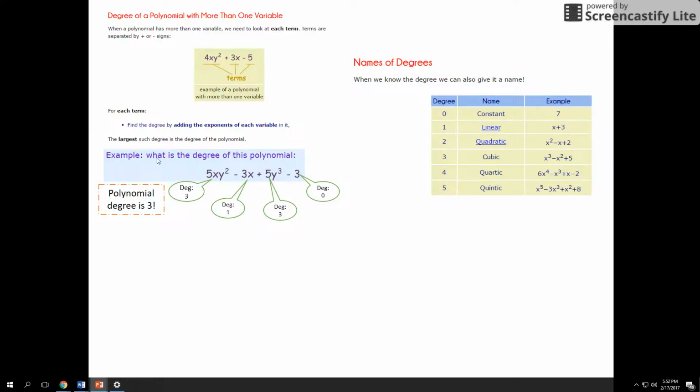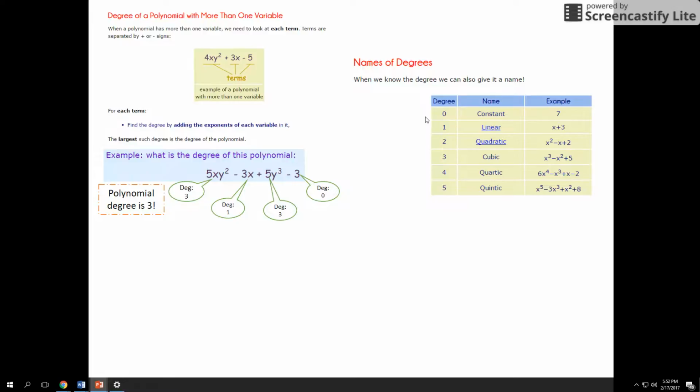So here's an example. What is the degree of this polynomial? Well, in the bubbles here, I have shown you what the degree of each term is. The first term has a degree of 3. The second term has a degree of 1. The next term has a degree of 3. And the last term has a degree of 0. So which one is the largest? 3. This polynomial is of the third degree.